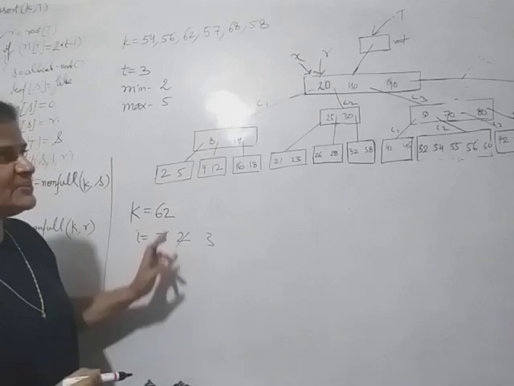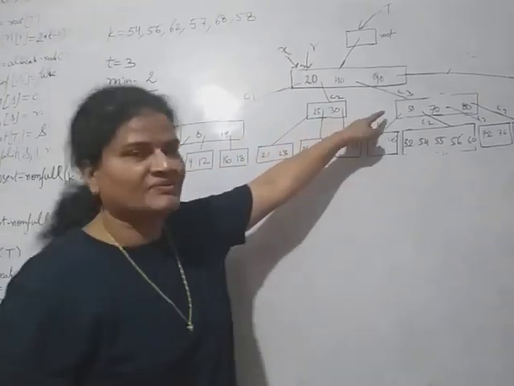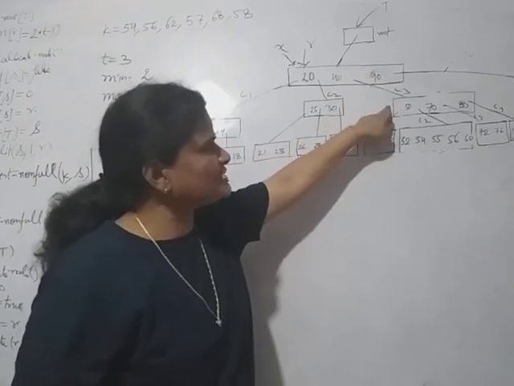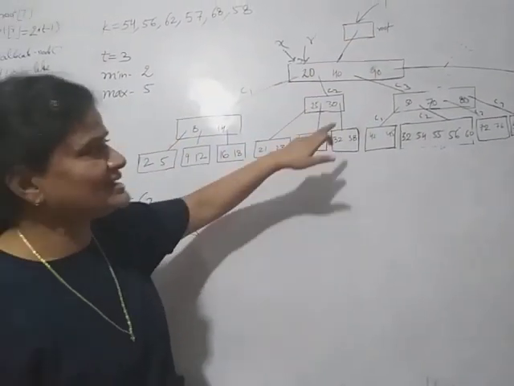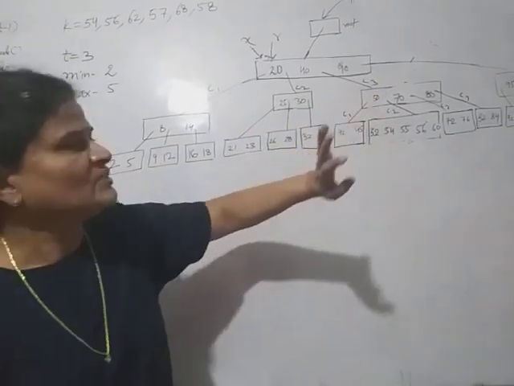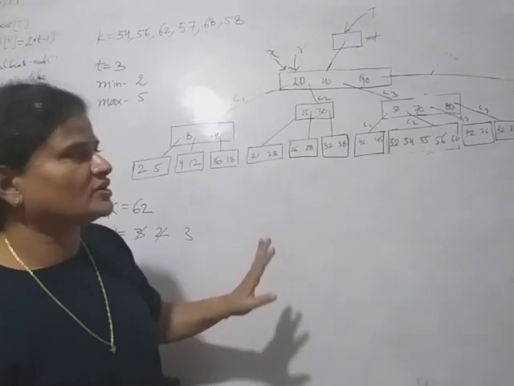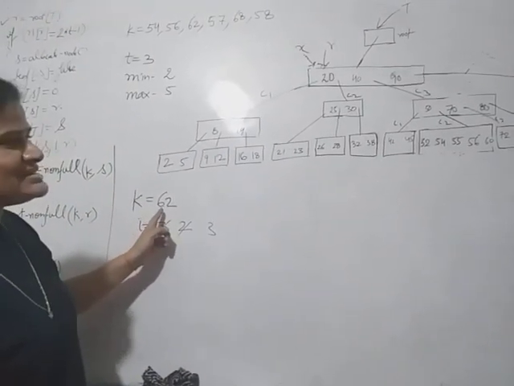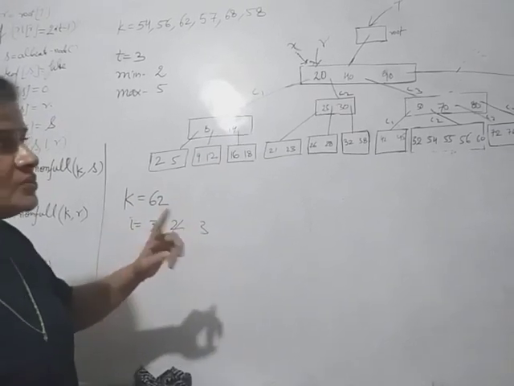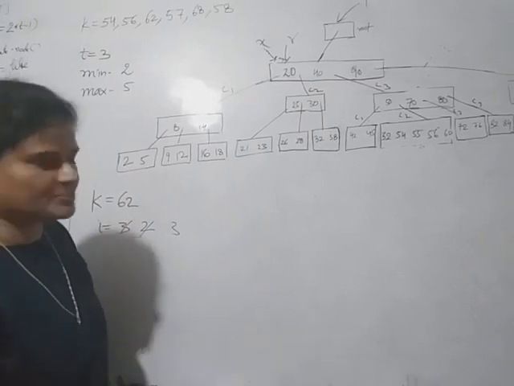So now first it will read. As this is not a leaf, this child will be retrieved from the hard disk and checked whether this node is full or not. So here this node is not full. This node is not full. So it will find the appropriate child.